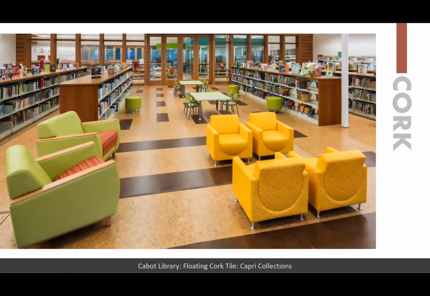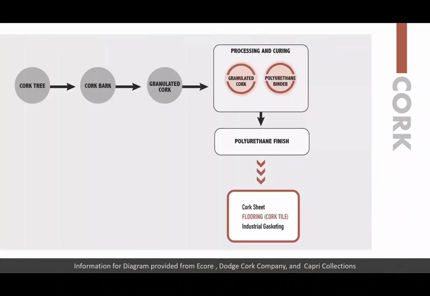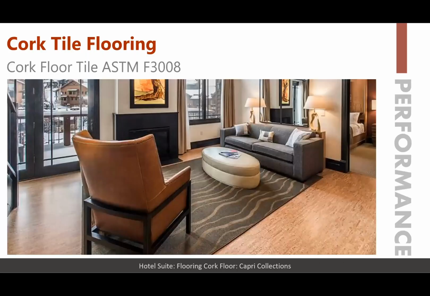Our next section that we're going to discuss is cork as a resilient flooring type. So the cork tree and the cork bark from the tree is granulated into cork, and a processing and curing process of granulated cork and polyurethane binder, coupled with a polyurethane finish, creates flooring that's cork tile. Cork sheet would be something that you would use for bulletin boards as a tack surface and things like that, also used as an underlayment sometimes for flooring. The ASTM performance standard for cork tile flooring is ASTM F3008.